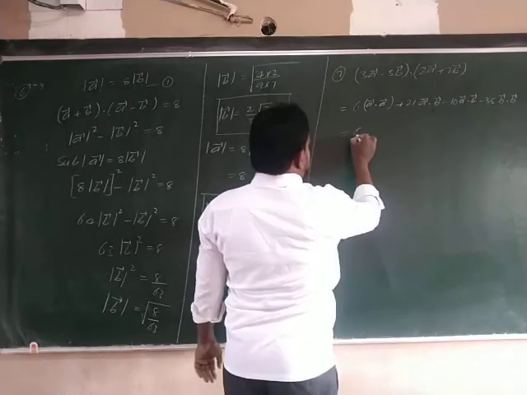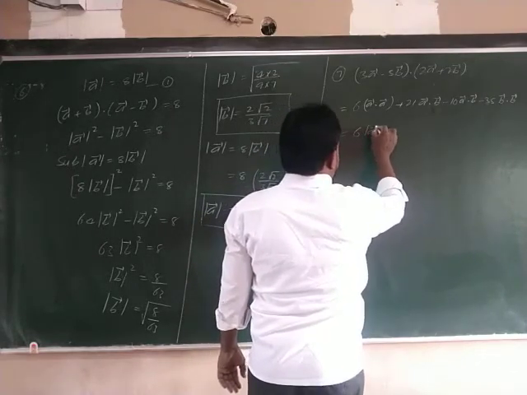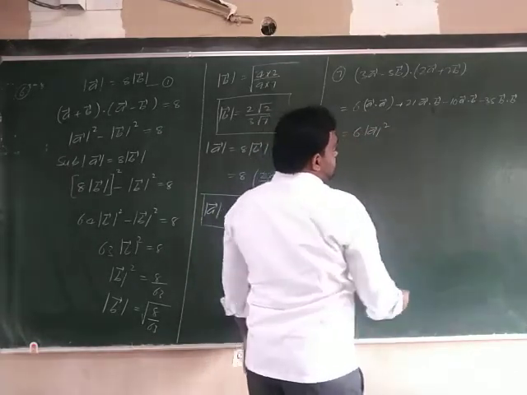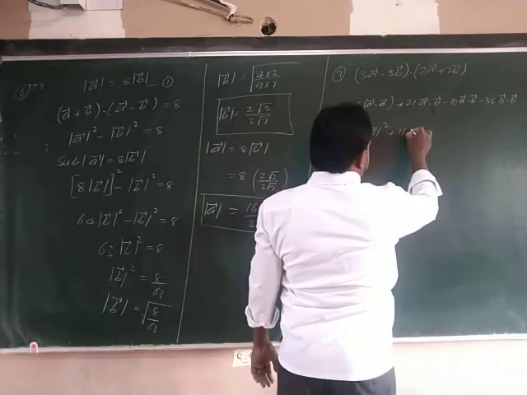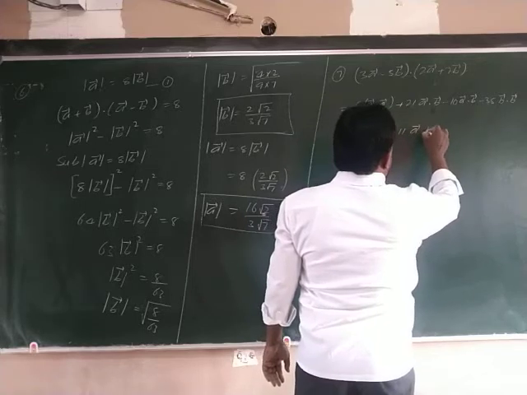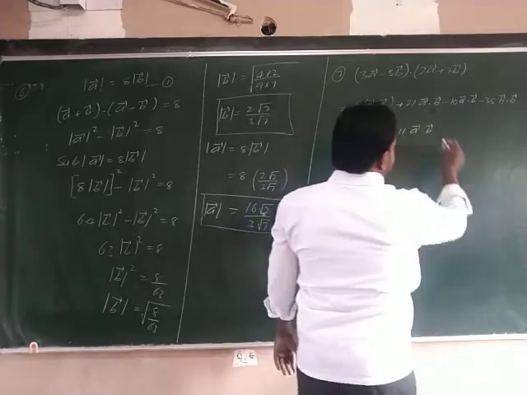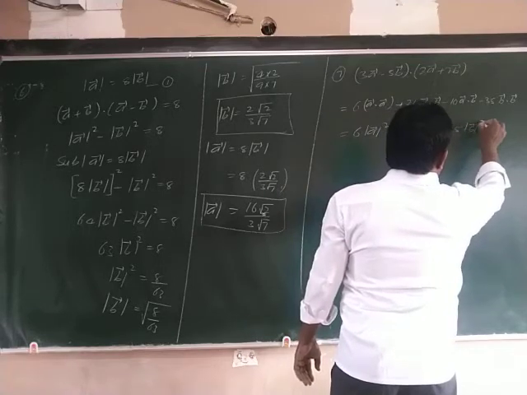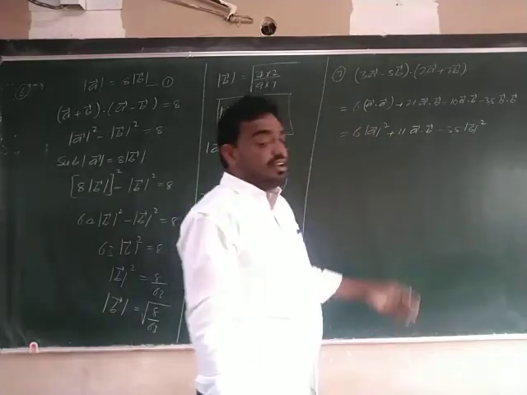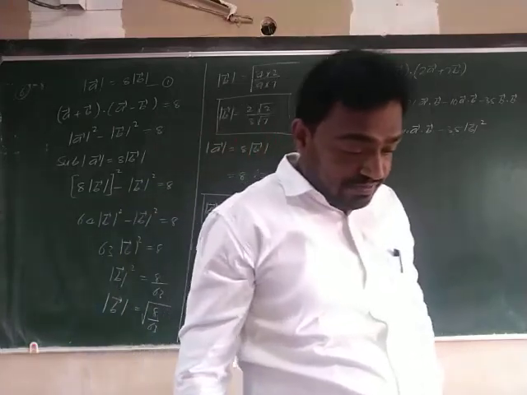So this is equal to 6 into magnitude of A square, 21 minus 10 is 11, 11 into vector A dot vector B, minus 35 into magnitude of vector B square. This is the solution. Right?